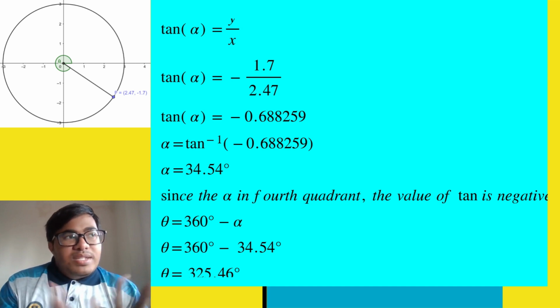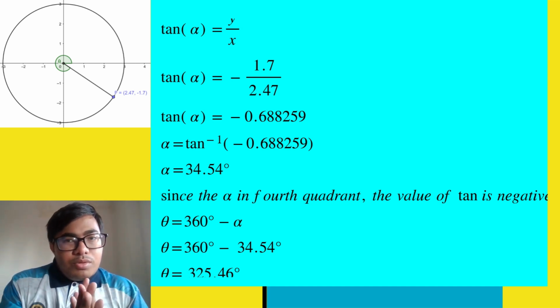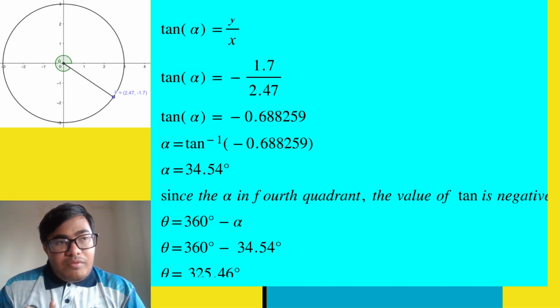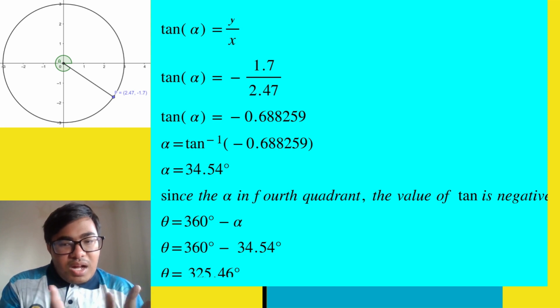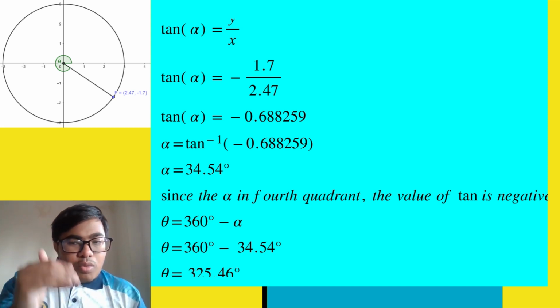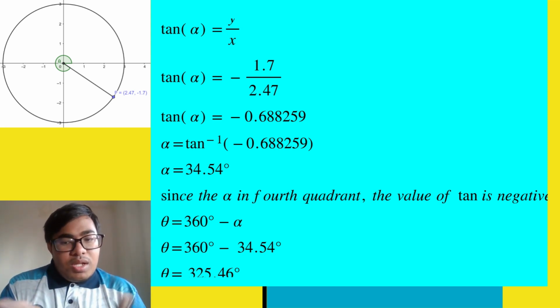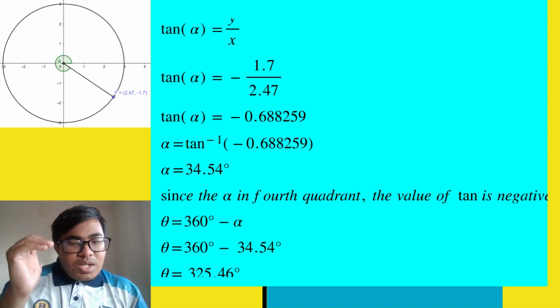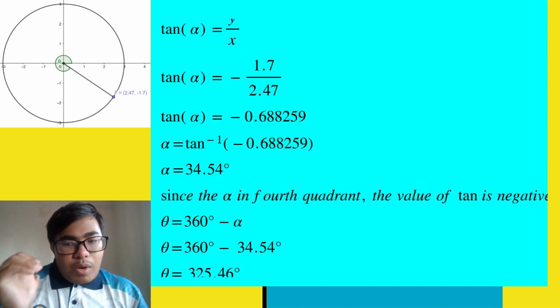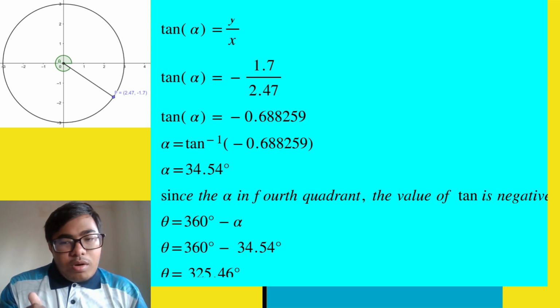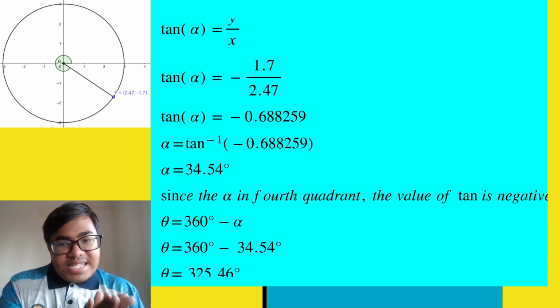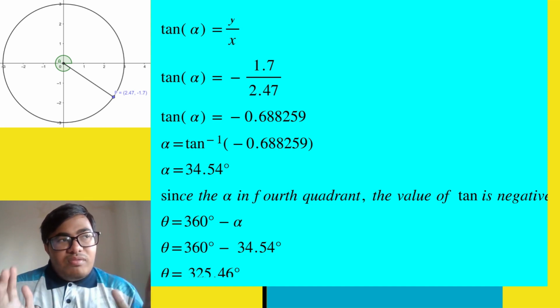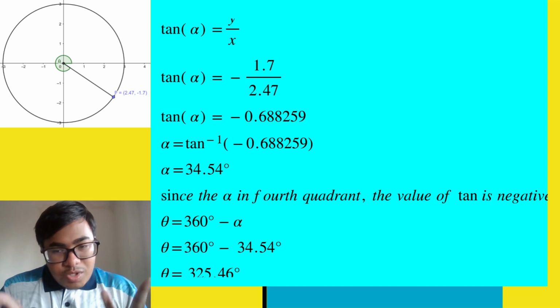So, as in the previous question, all we need to do is find tan alpha, and after that, we can find the angle. First, tan alpha. Tan alpha is equal to y over x as usual. Then, we put the value negative 1.7 divided by 2.47. We get tan alpha equal to negative 0.688259. Okay, negative value. Use calculator, okay?